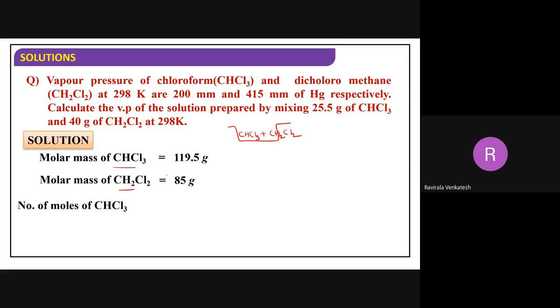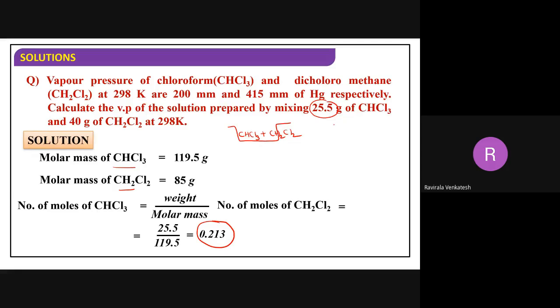Next, the number of moles of chloroform, how do we calculate it? Weight by molecular weight. How much weight is given? Chloroform weight given is 25.5. Write down 25.5, molar mass 119. So how many moles do you get here? 0.213. Correct? Next, the number of moles of CH2Cl2. The weight of CH2Cl2 given is 40 grams, so put 40 grams here. The molar mass here is 85.